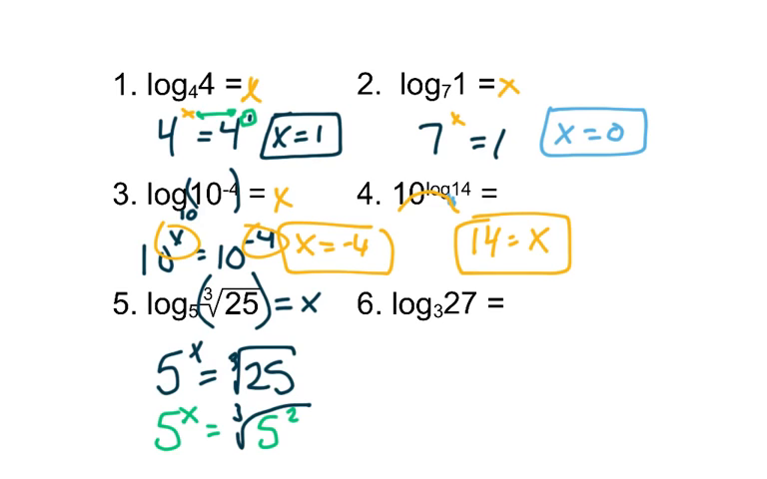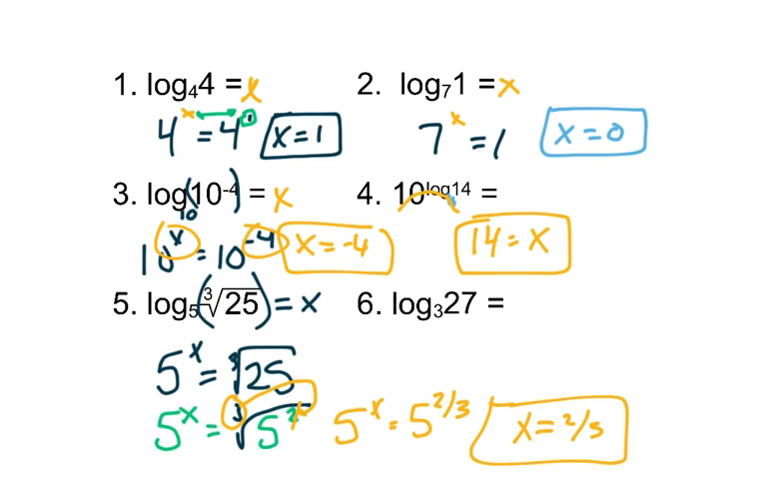And then hopefully you remember that anytime you have a root, that's actually the denominator of the power fraction. So we could rewrite this as 5 to the x equals 5 to the 2/3, and therefore x is 2/3. Lots of power remembering there.